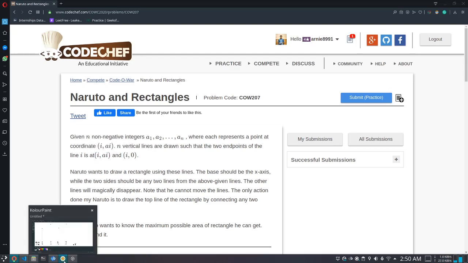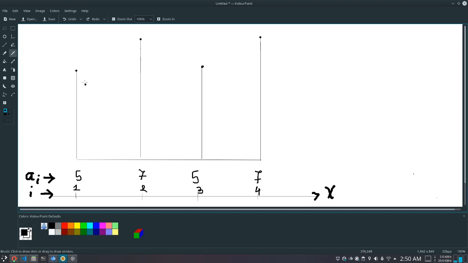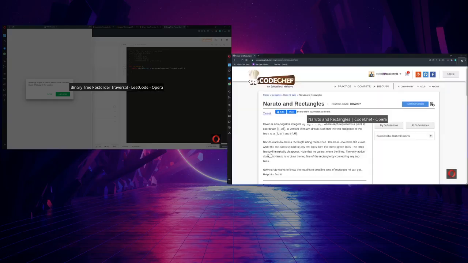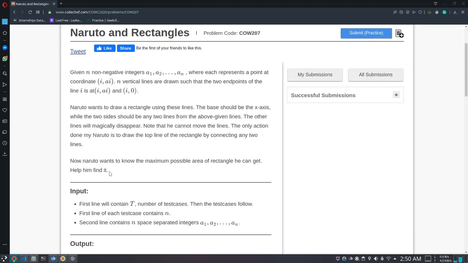So basically, if our n is 4, we have been given 4 lines. ai represents the y coordinate of the lines and i represents the x coordinate. So we have these 4 lines which are of height 5, 7, 5, 7. Okay, now Naruto wants to draw a rectangle using these lines. The base should be the x-axis, while the two sides should be any two lines from the above given lines.